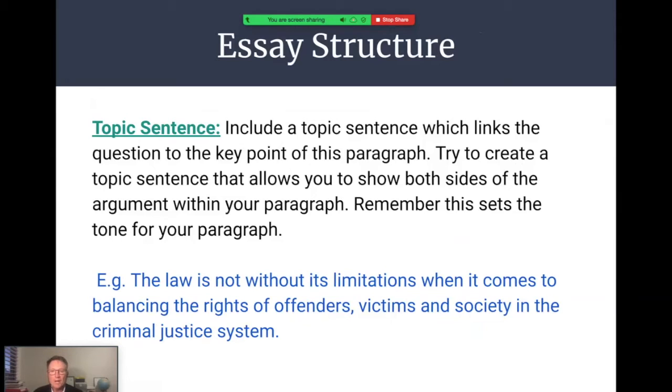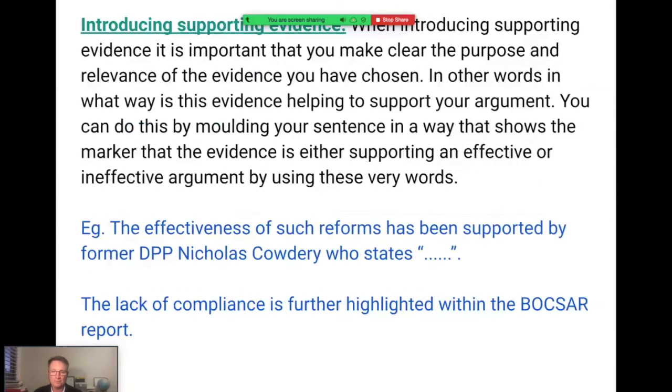When we're writing our responses, we need appropriate paragraph and essay structure. So we need to have topic sentences. We need to introduce the argument in individual paragraphs by having a topic sentence. So in this case, in response to that question, the law is not without its limitations. There's an assessment there when it comes to balancing the rights of offenders, victims, society, and the criminal justice system. This is my introduction topic sentence for my paragraph. From here, I go on to explain, and give evidence and examples to elaborate on the topic opening sentence.